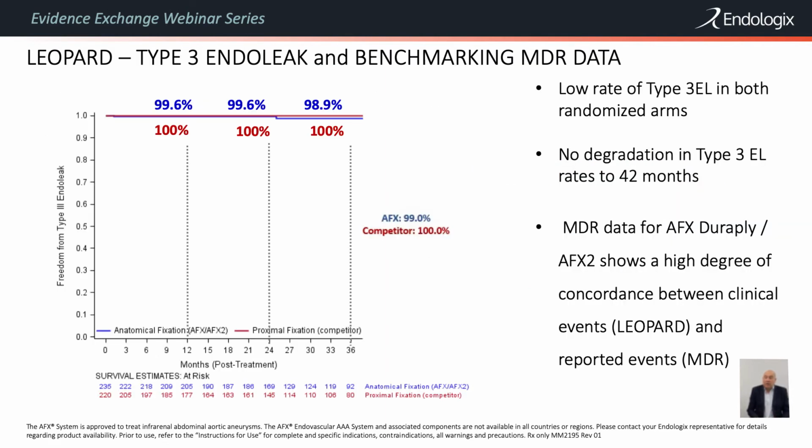However, there is a way that those data can become more useful, and what we try to do is take our complaint data and benchmark it against LEOPARD and against VQI to try and understand how many clinical events end up with a manufacturer report. So these are data that Chris will show you. They're the type 3 endoleak rate in the LEOPARD trial for both the AFX system and the comparator graft. What we see is relatively low rates of type 3 in both randomized arms, but what we can do is use these rates to calculate a ratio between clinical events and reported events.